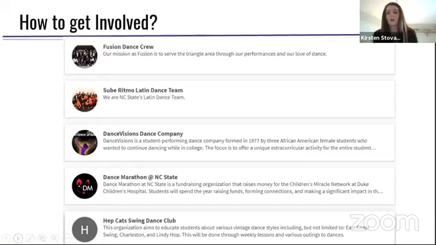NC State, y'all, has 686 clubs, which is insane. When I went 3 years ago for my tour, they only had about 400. So they've grown a lot in the past 3 years. But when you get to that, how to get involved at NC State, it'll bring you up to this, what you're looking at right now, a snapshot of all 686 clubs.